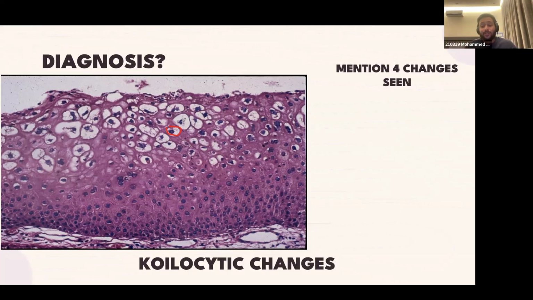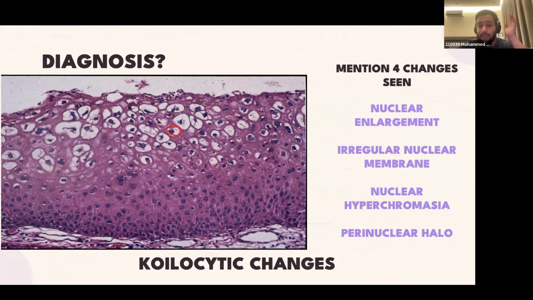Excellent. So to remember this, three nuclear, one around the nucleus. What's the three nuclear? Look at the nucleus. Is it big in size? Yes. Does it have irregular borders? Yes. Is it darker? Yes. Three features: hyperchromasia, increased size, and irregular borders. Look around the nucleus. That's a fourth feature, and it's a halo. So perinuclear halo. These are all features of koilocytic changes.